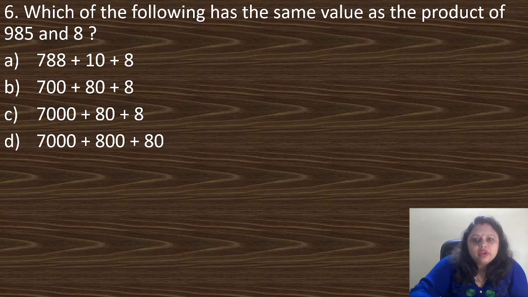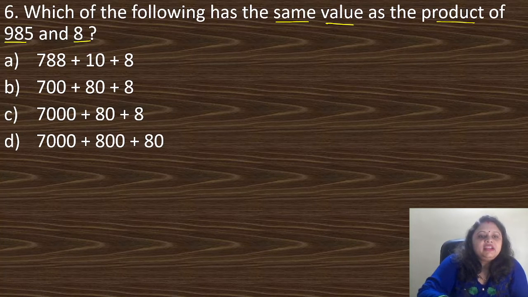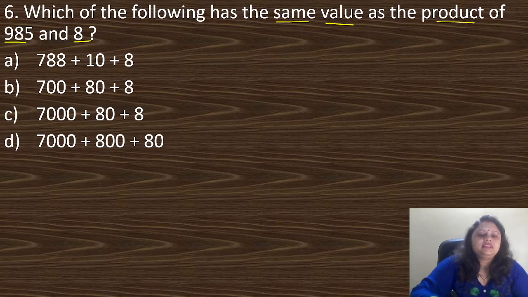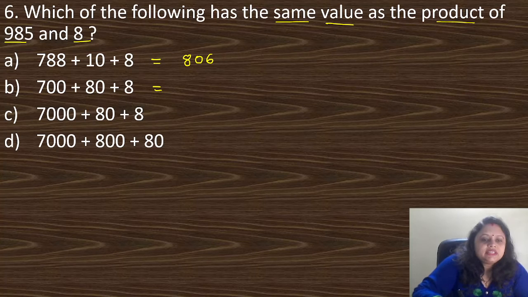Which of the following has the same value as the product of 985 and 8? Here 4 options are given and we have to find out in which option the product of 985 and 8 is present. So if we add them, 788 plus 10 plus 8, here 6, 1910, 806. Okay.